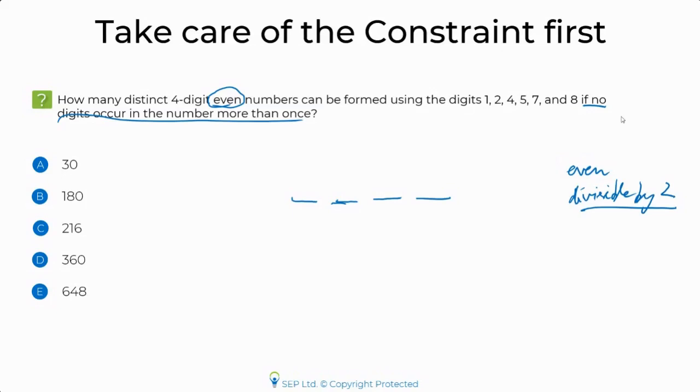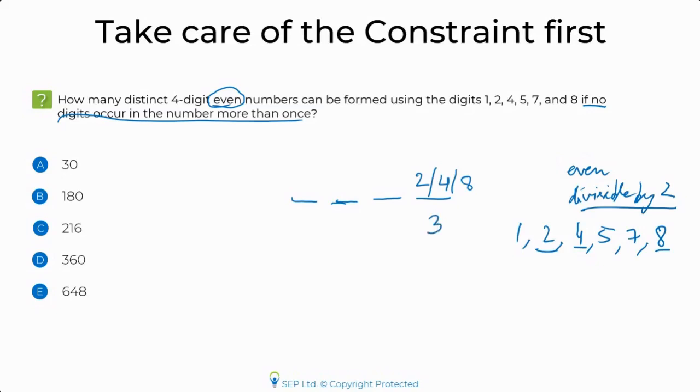So in this case we should start filling from the last space. Out of these numbers 1, 2, 4, 5, 7 and 8, I only have 3 options which can fit in the last place. So I can either place a 2 or place a 4 or place an 8. So I have 3 ways of filling the last number.